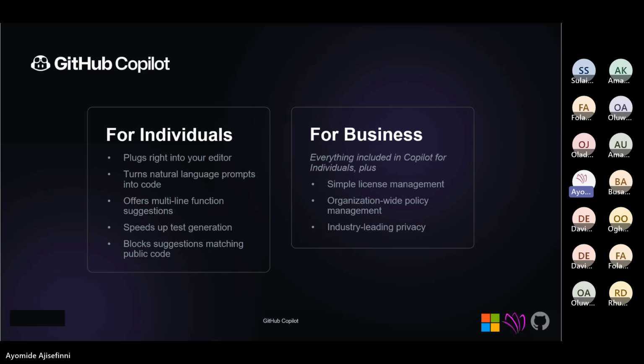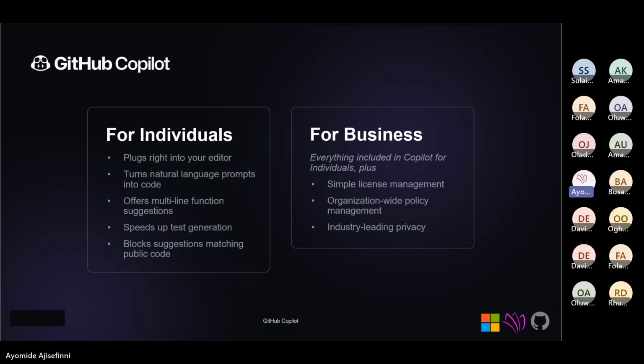So there is Copilot for individuals, and there is Copilot for business. There is simple license management, organization-wide policy, and privacy. For the business package, it has top-notch privacy. So no matter what you do, no matter the suggestions, it's still within your organization. So you don't have issues about, oh, what we are doing in the organization has the back end of our code. That's not the case with Copilot, because you have the right to turn off those external integrations, right?